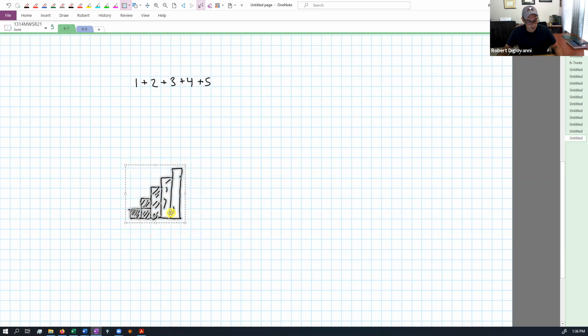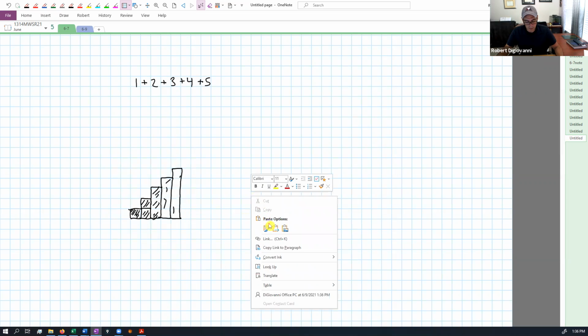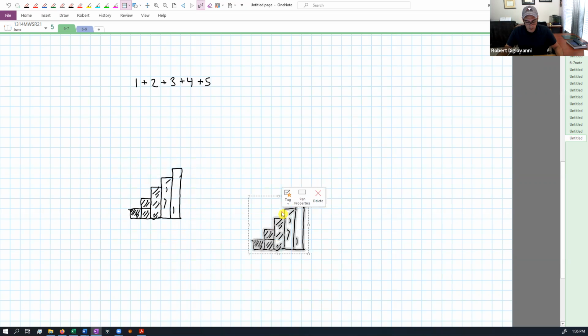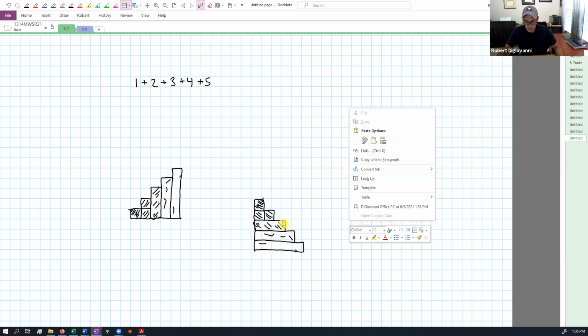I don't know if I'll be able to do this. Copy it. Let me try to paste it. Can I rotate that? Yeah, let me rotate it. Rotate.